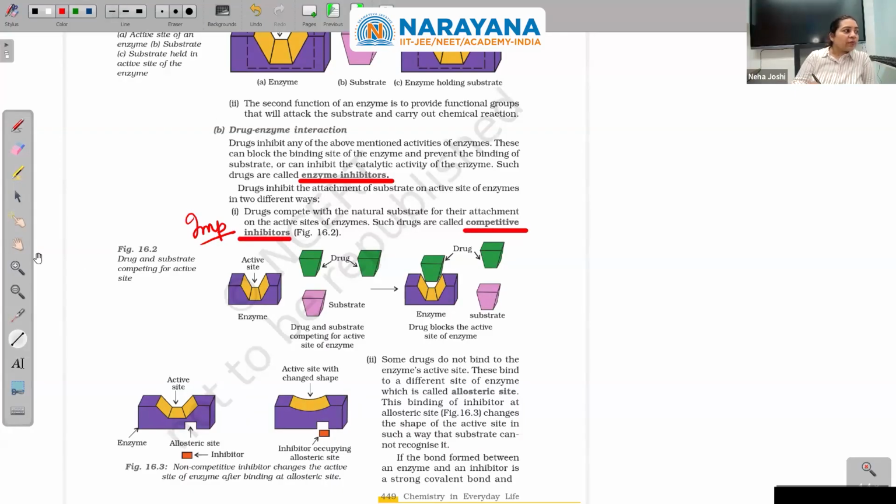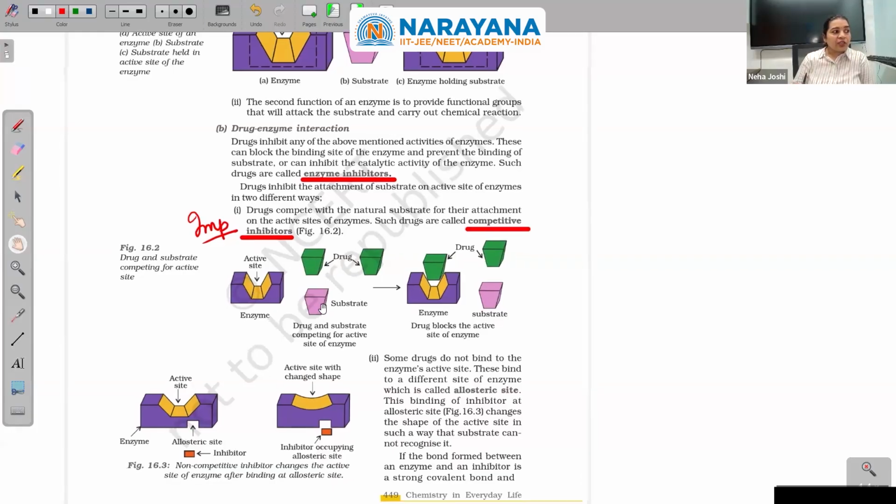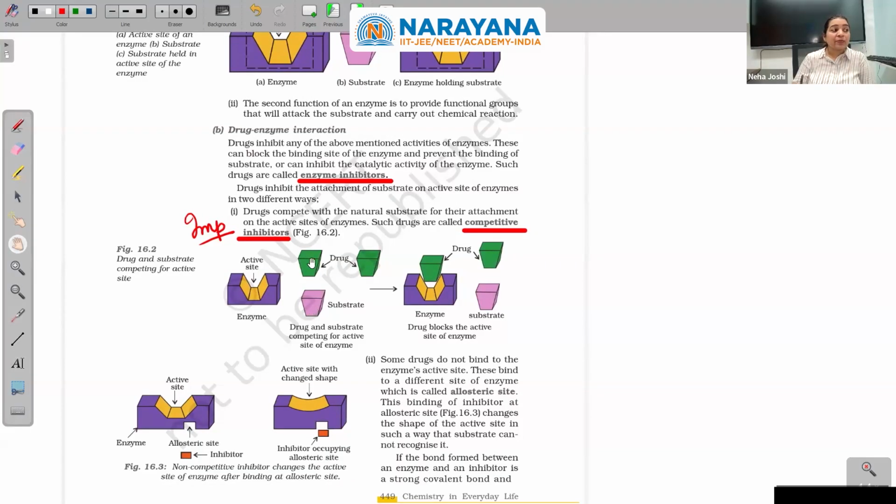Okay, so what happens, as I said, they have a fixed site, and only the substrate could enter it. Now the drug that we want to use will have a similar arrangement. In a way, this drug is doing a cheating. An enzyme is confused that it is the substrate, but it is not the substrate. This drug goes and blocks the active site.